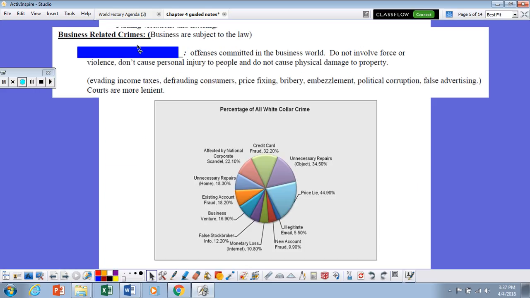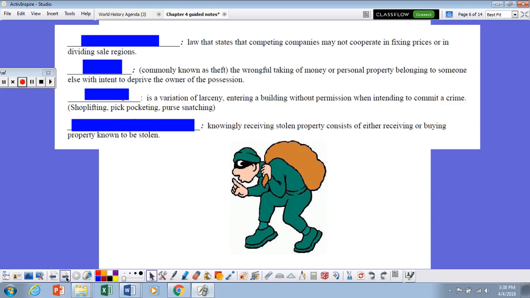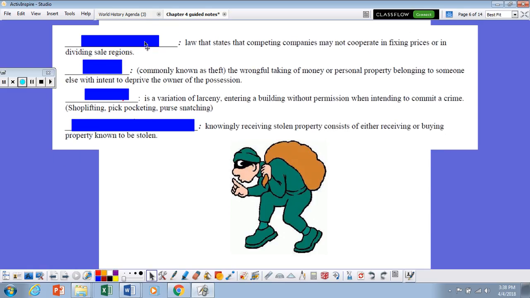Business-related crimes are sometimes known as white-collar crimes. These are offenses that happen in the business world. They don't involve force or violence, but they at times could do financial damage to an individual. So evading income tax, defrauding consumers, embezzlement, bribery, things of that nature. When we talk about white-collar crimes, we might talk about antitrust laws. These are laws providing that competing companies may not cooperate in fixing prices and dividing sales regions.